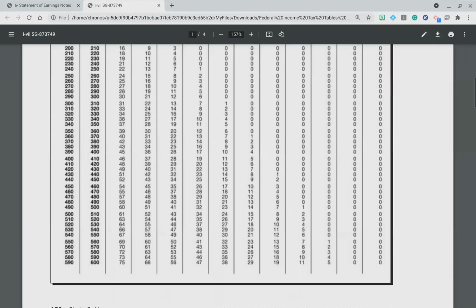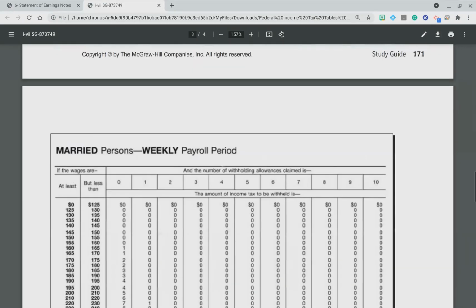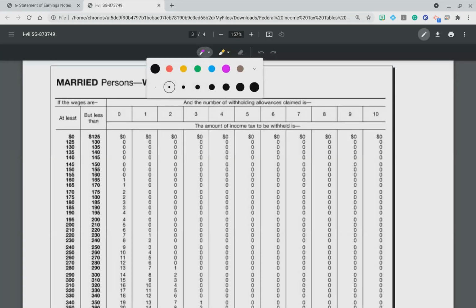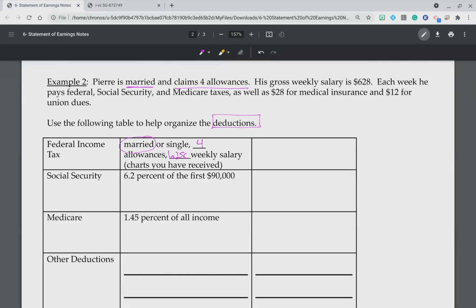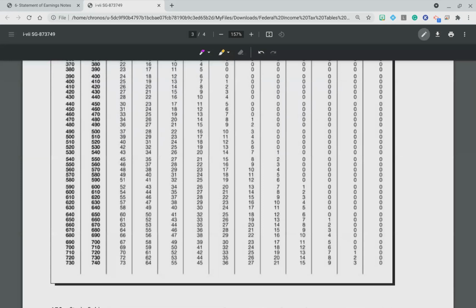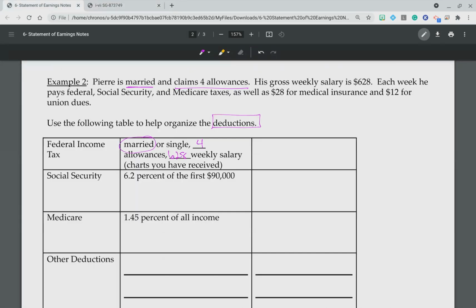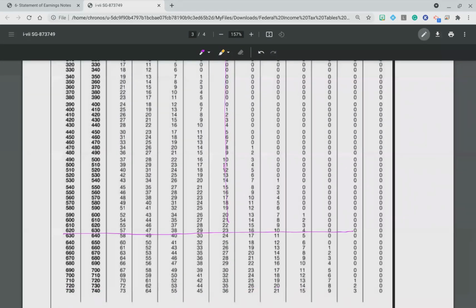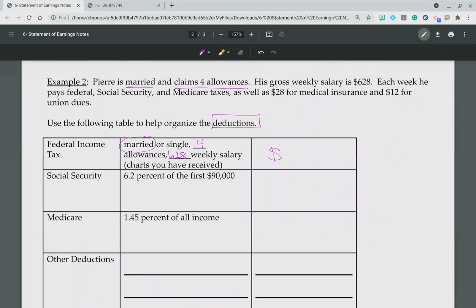All right, so far we know that he is married and he has 4 allowances and he's paid $628 a week. Now this is all the information that we need for our federal income tax table. All right, so we need to make sure that we flip to the married table. So married. And then we know that $628 a week is going to fall right here. And then he has 4 allowances, so 4 allowances is this column. So it looks like $23 would be his federal income tax.